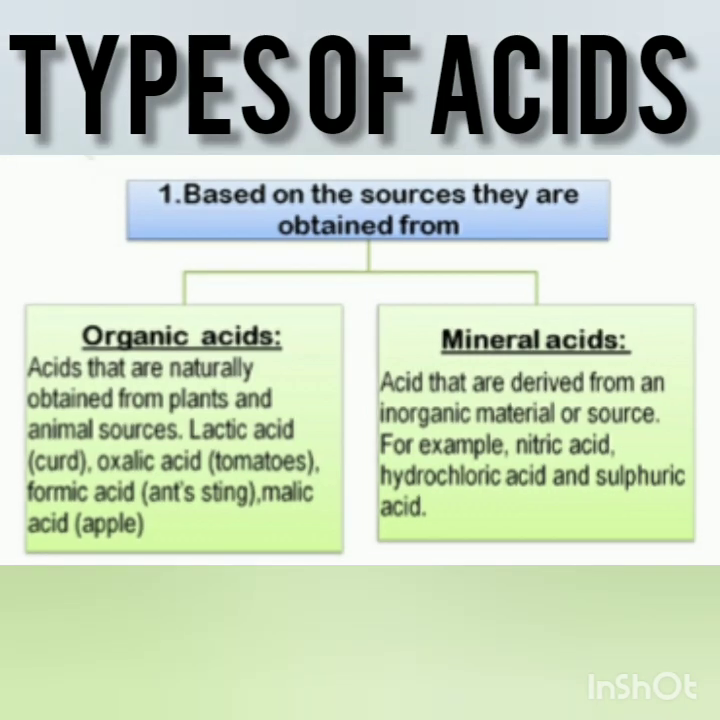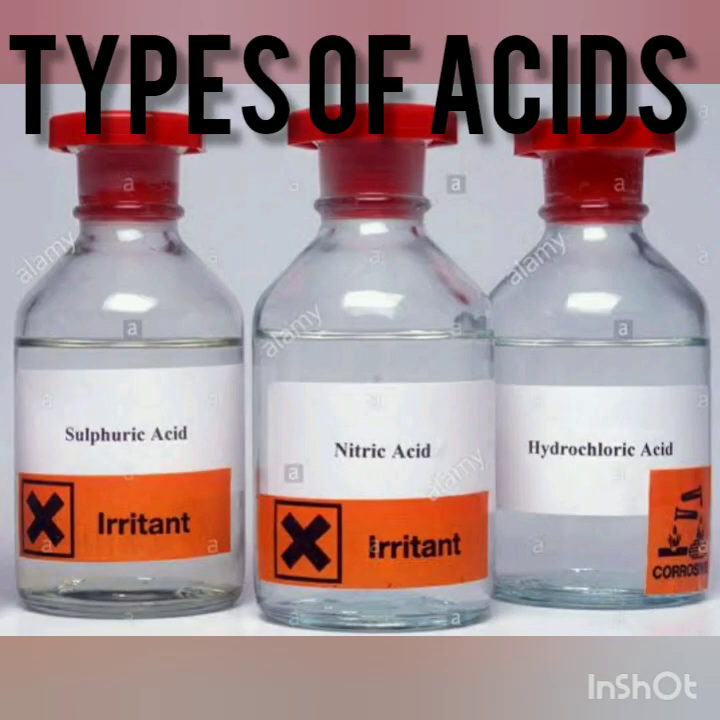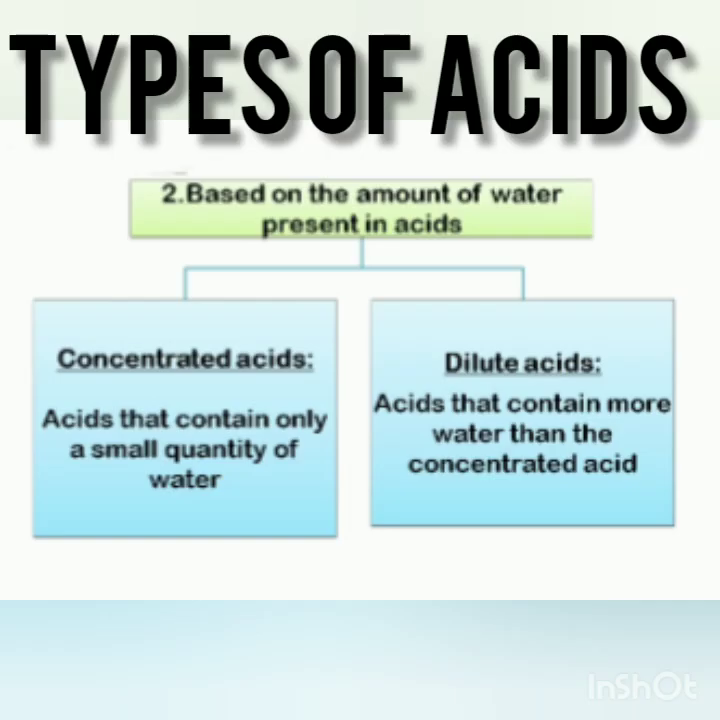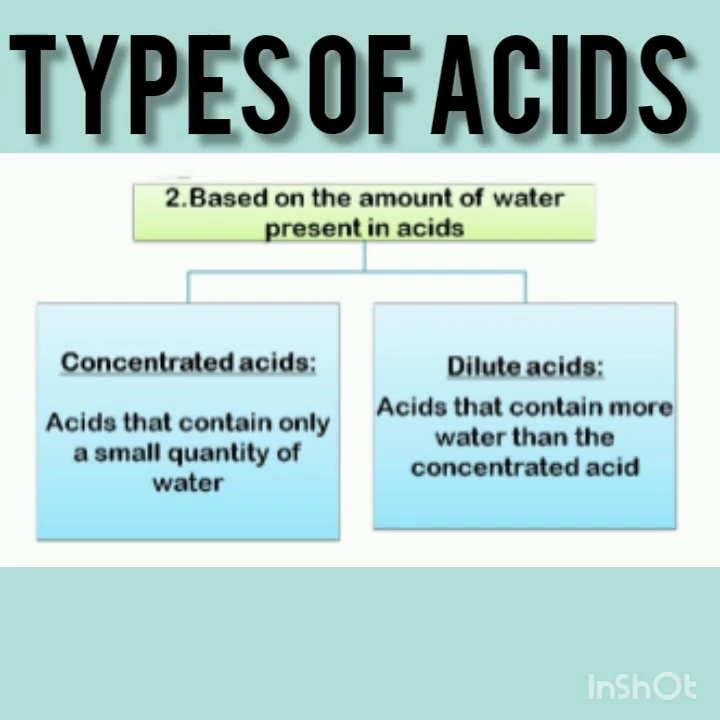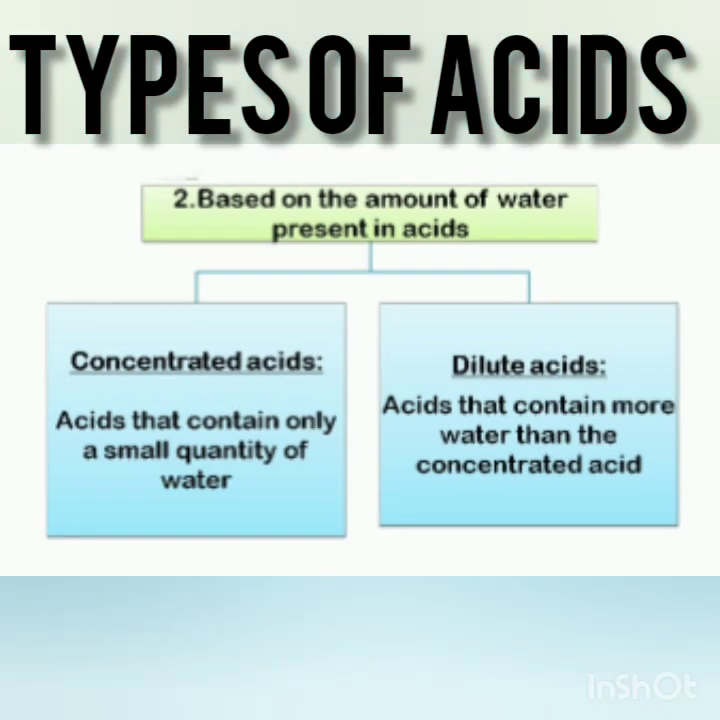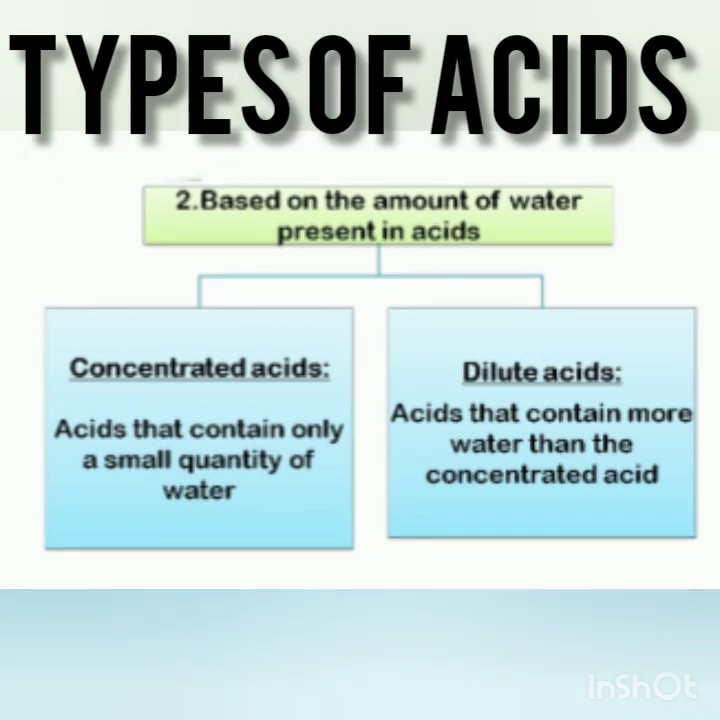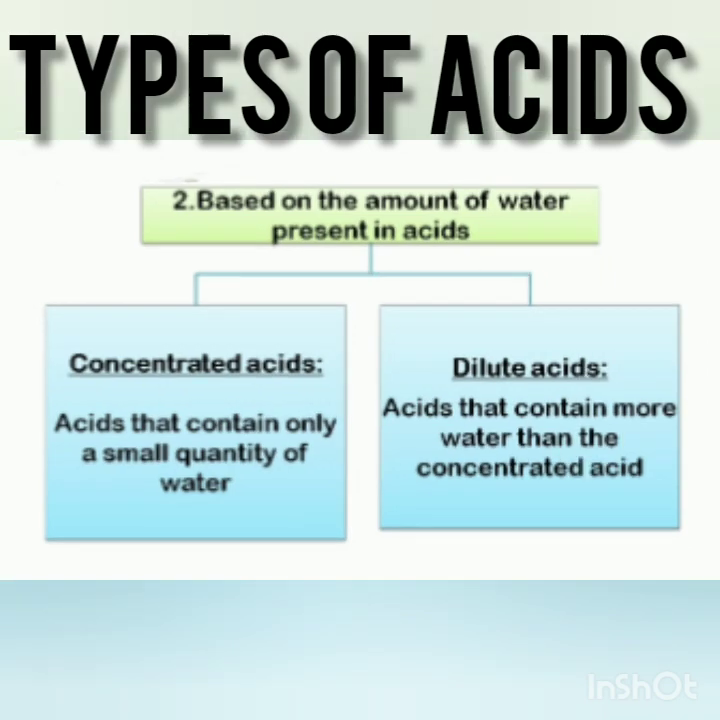Children, I think you all have heard about dilute and concentrated acids. Now, based upon the amount of water present in the acids, they can be categorized as concentrated acids or dilute acids. If the water is present in very small quantity, it is called a concentrated acid. And if the water is present in more quantity, it is called a dilute acid.